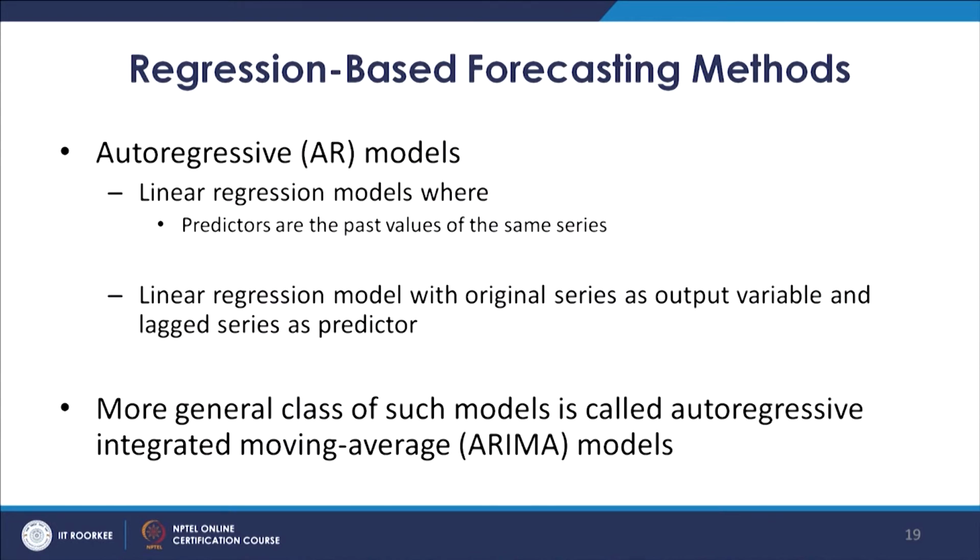Now let us discuss a bit about autoregressive models or AR models. These are linear regression models where predictors are the past values of the same series, right. As we understood, if the values at time t are dependent on the values at time t minus 1 and other lagged points, then it can also be said that predictors are the past values of the same series. The autoregressive model is a linear regression model with the original series as output variable and the lagged series as predictor.